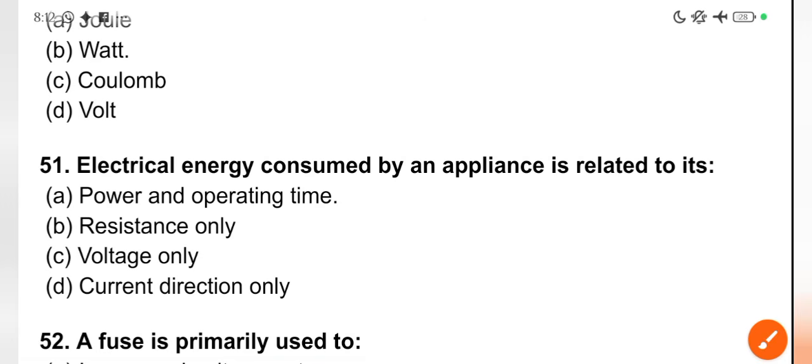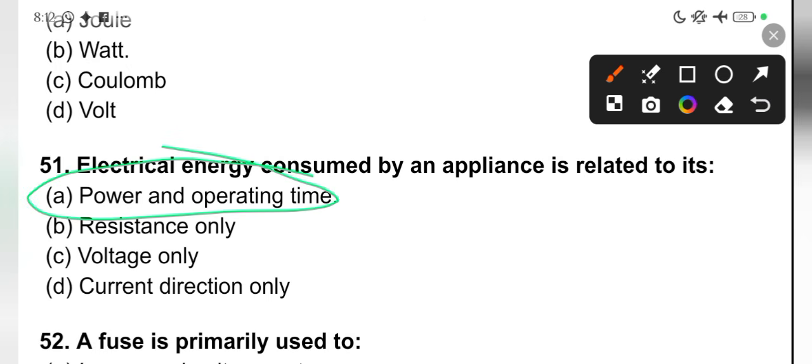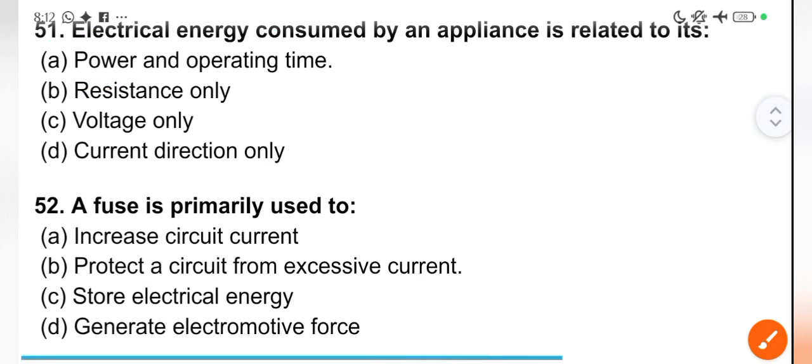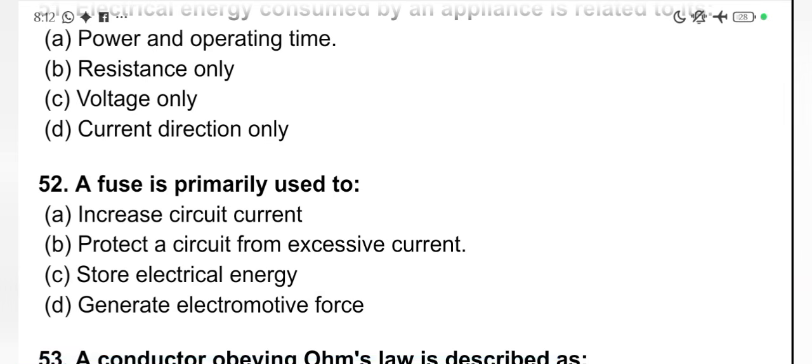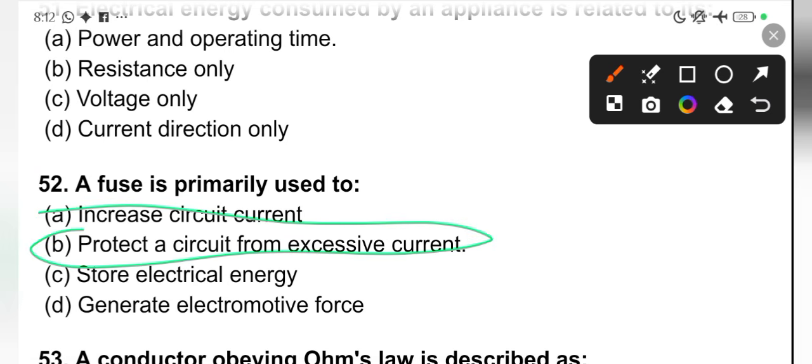Electrical energy consumed by an appliance is related to its power and operating time. You should know how they calculate it, right? How do you get the electrical energy consumed? What you just need is the power and the operating time, and you get it. A fuse is primarily used to protect a circuit from excess current. Of course, that is why they put fuses in electrical appliances, to protect them from excess current. So when excess current is supplied to an electrical appliance, all of a sudden, just a boom, what happens is that the fuse automatically shuts down that electrical appliance to protect it from further damage.